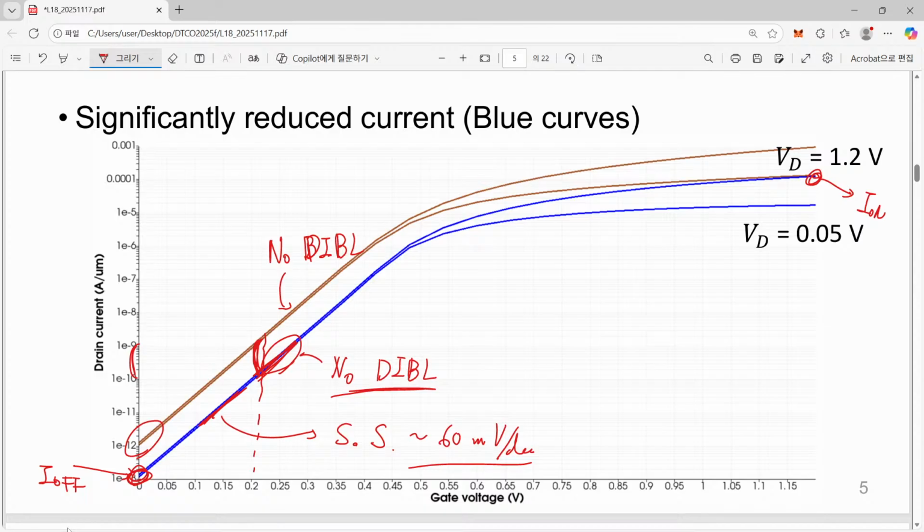Of course, when you measure this curve, or when you measure the sub-threshold slope from this curve, you will find that it is somewhat worse than 60 millivolt per decade. Somewhat worse means about 100 or something like that. However, this is only because it is obtained from planar devices.